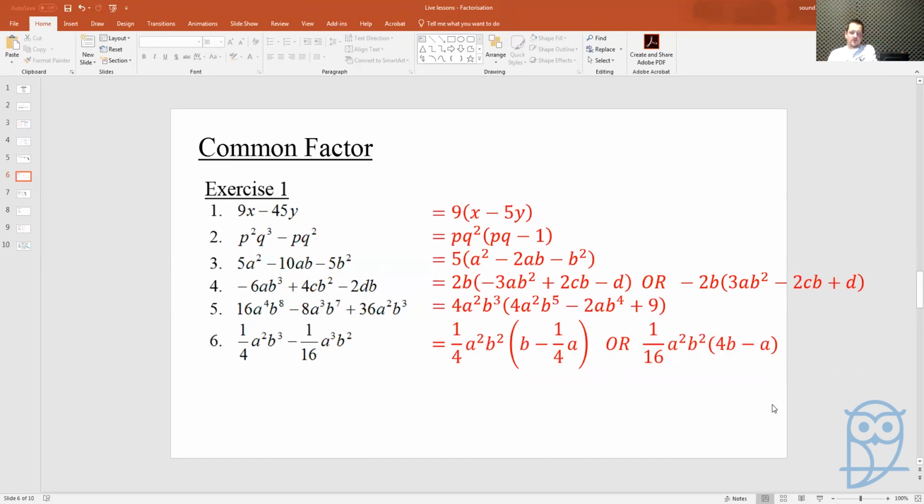Any questions from these two exercises? Any questions you want me to re-explain or go through again?